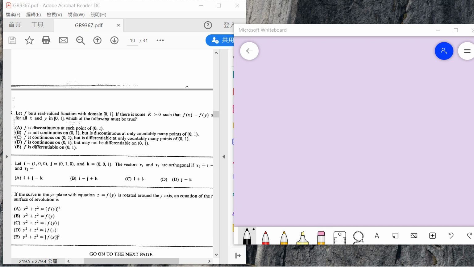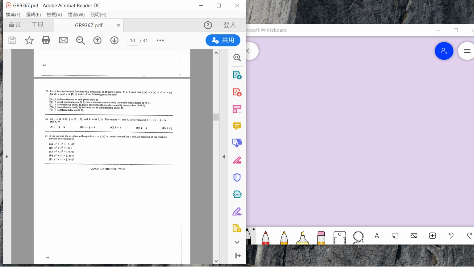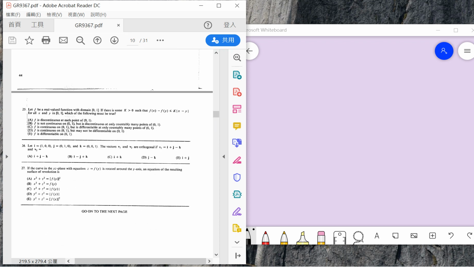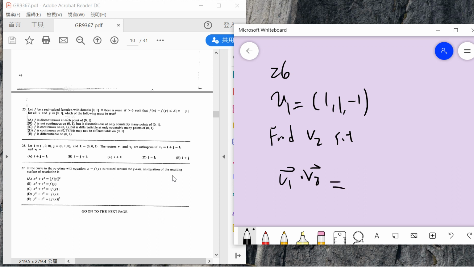Here I solve 26 and 27. Okay, so 26 is simple: v1 is just 1, 1, minus 1, and it asks you which one is orthogonal. So find v2 such that the inner product, or dot product, of v1 and v2 is 0.